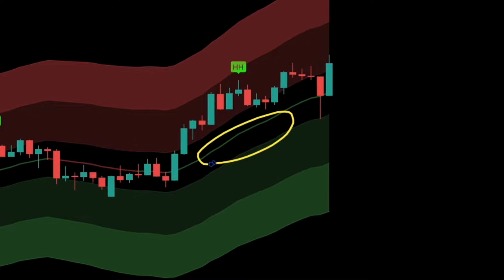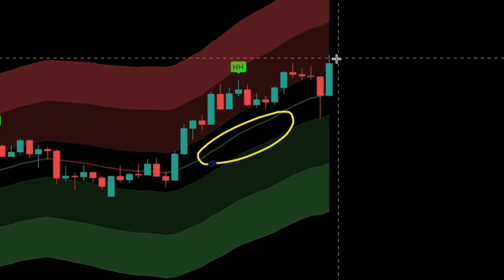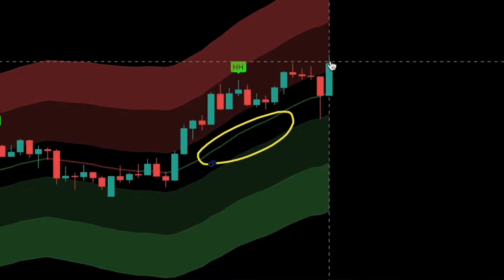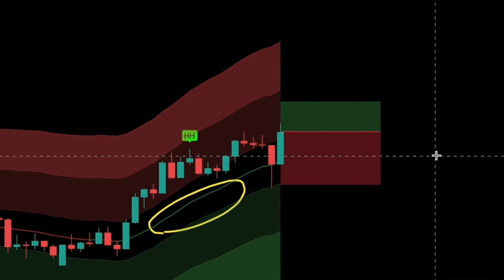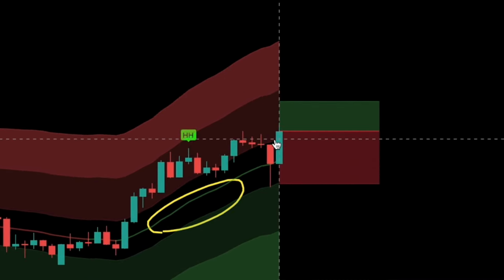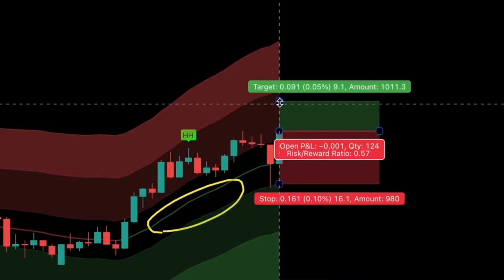After the pullback, wait for the price action to cross and close inside the red cloud. The current price must be higher than the recent higher high when the candlestick enters the cloud. Set your stop loss at either the baseline or the recent swing low and your take profit target at 1.5 times the risk.